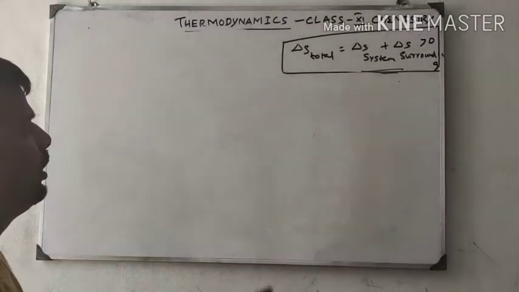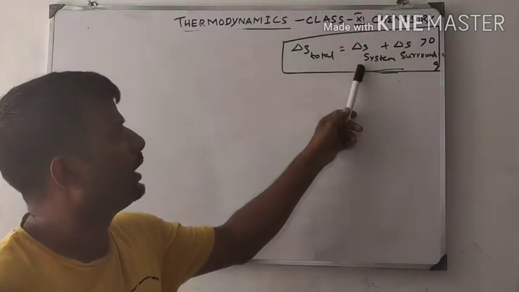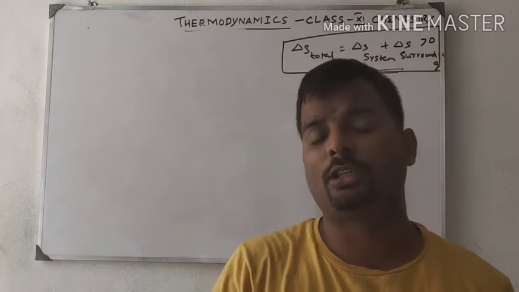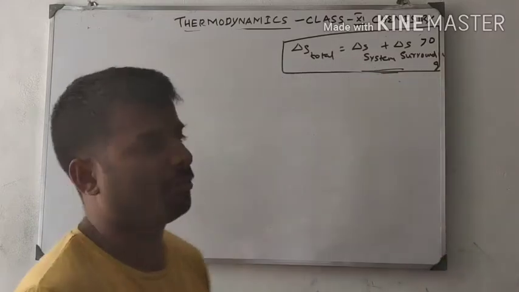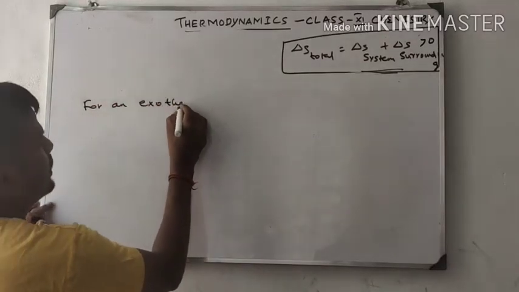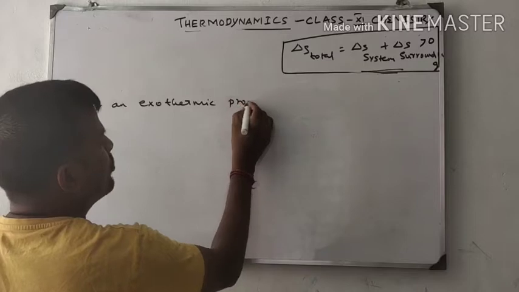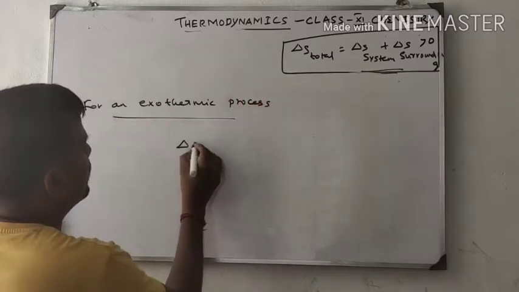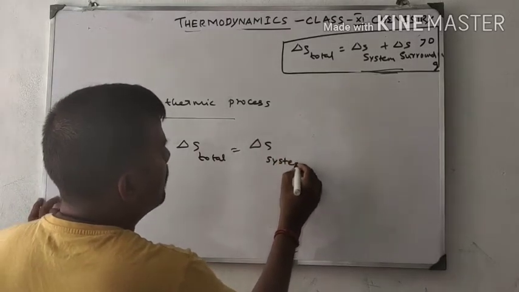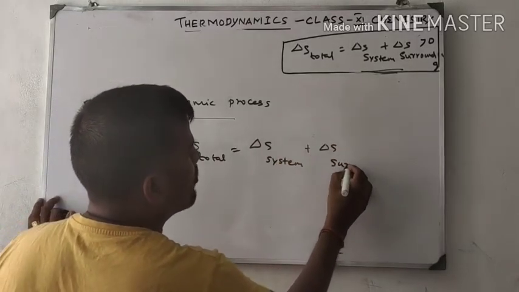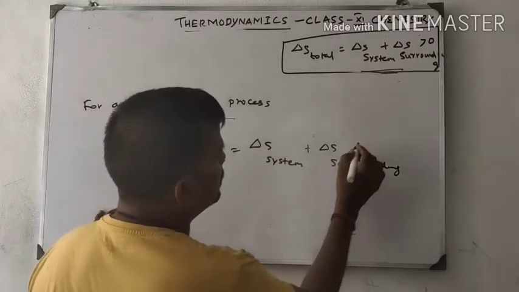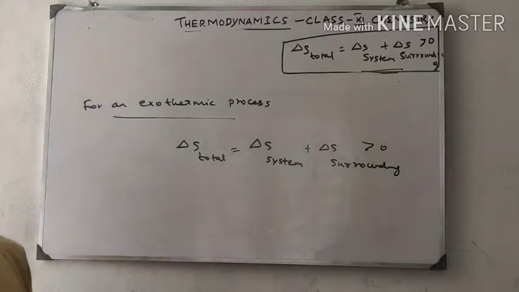Now I am going to start. Delta S total is equal to delta S system plus delta S surroundings. Change in entropy of the total is equal to the change in entropy of system plus surroundings. For an exothermic process, delta S total is equal to delta S system plus delta S surroundings, which, on combining everything, if greater than 0, then the process is spontaneous.